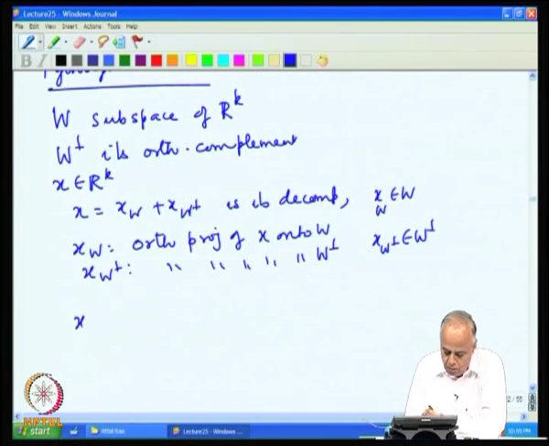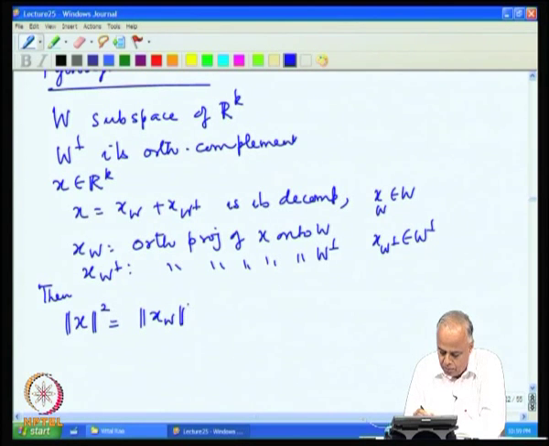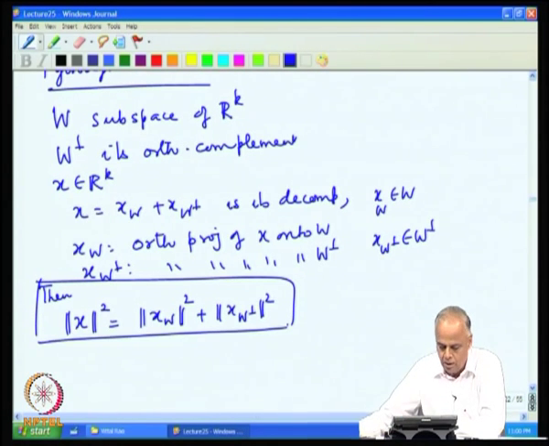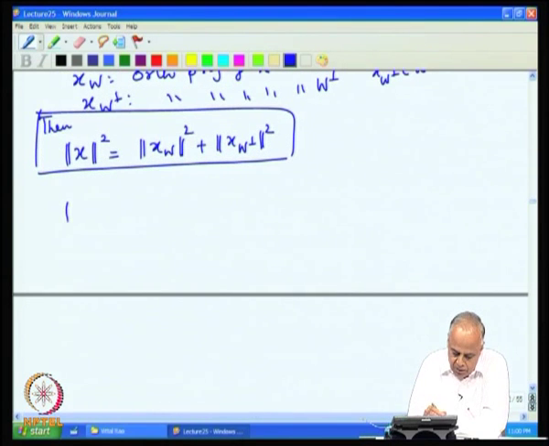Now, let us look at the length of x squared. So, then the length of x squared is equal to the length of x w squared plus the length of x w perp squared. This is what the Pythagoras theorem is. Let us prove that. It is a very simple proof.